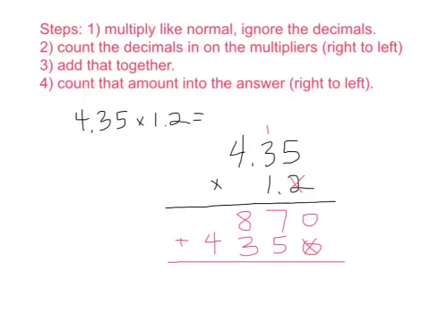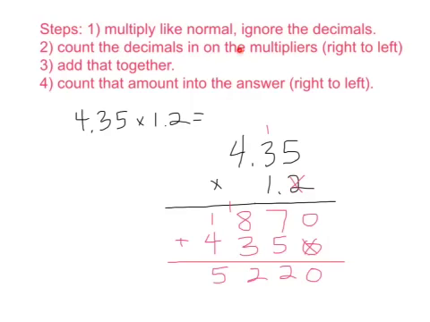So I do 0 plus 0, which is 0. 7 plus 5, which is 12. 8 plus 3 is 11 plus 1 is 12. And 1 plus 4 is 5. And now I have finished step 1. I have multiplied like normal, ignoring the decimals completely.